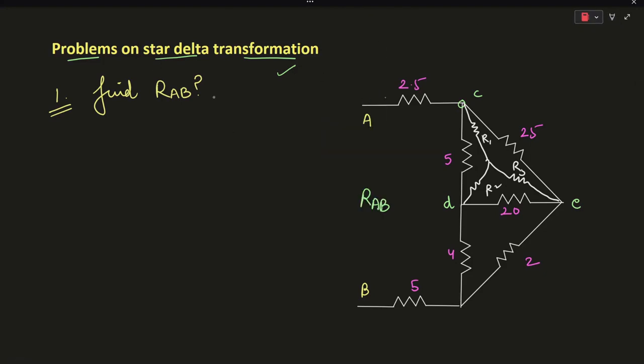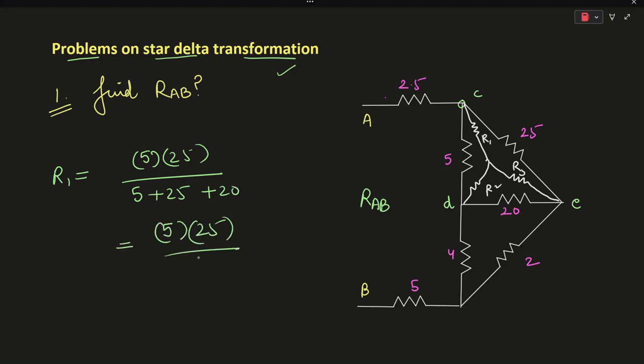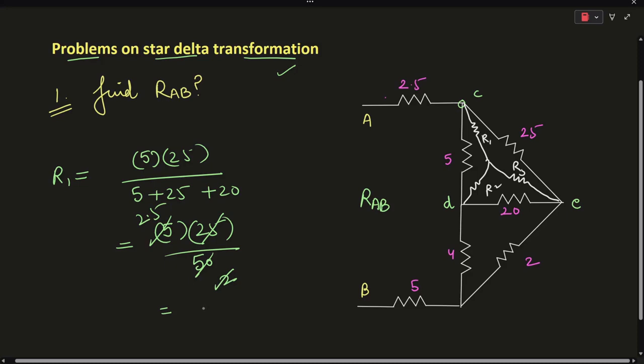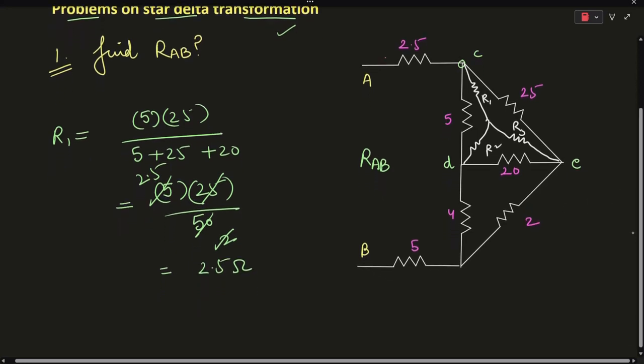Using delta to star transformation, R1 will be equal to 5 into 25 upon 5 plus 25 plus 20. That is coming out to be 125 upon 50, which is 2.5 ohms. So the value of R1 is equal to 2.5 ohms.